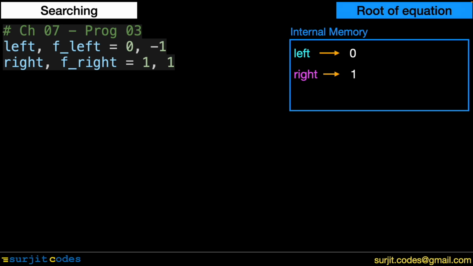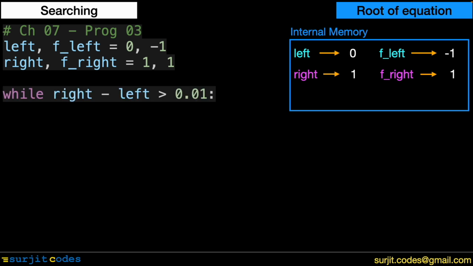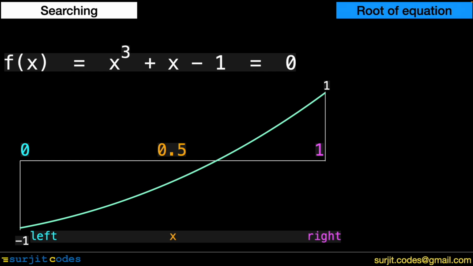Let us start writing the Python program for this. In the beginning, left is 0 and right is 1, while the function is -1 at x is equal to 0 and it is +1 at x equal to 1. In a loop, we shall narrow down the gap between right and left fences. For finding the root correct up to 2 decimal places, we repeat iterations as long as the gap between right and left fences is greater than 0.01. First time, x at mid of left and right is 0.5. It divides the range into two halves.